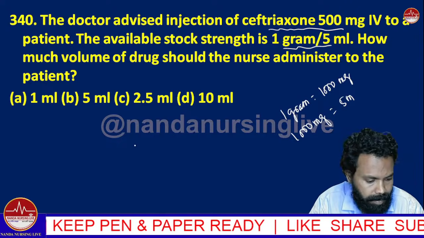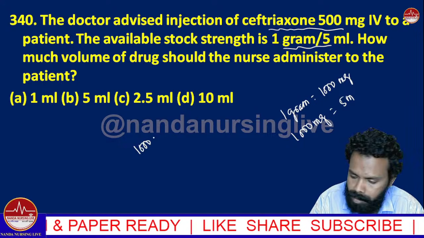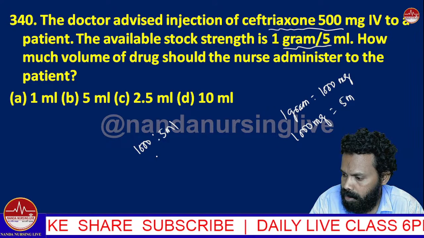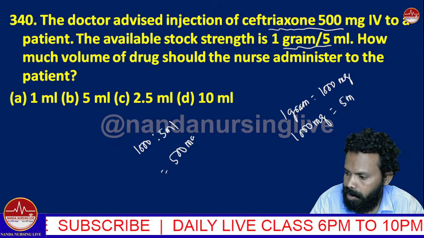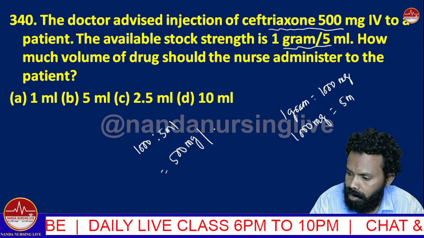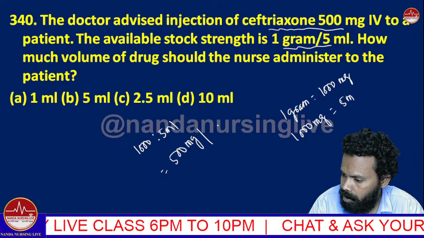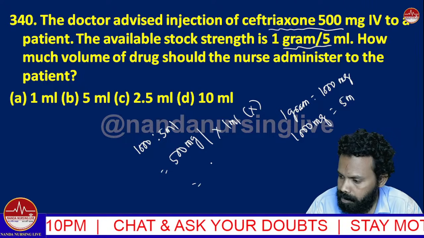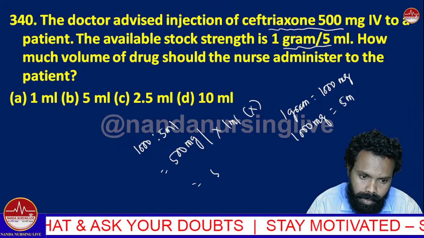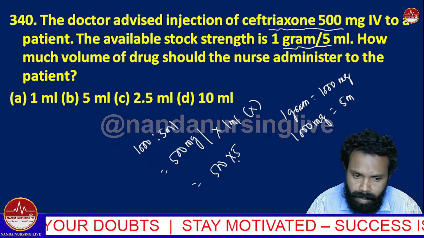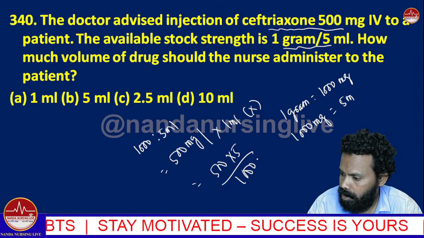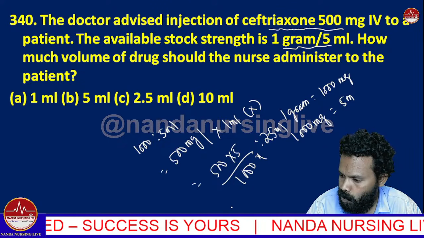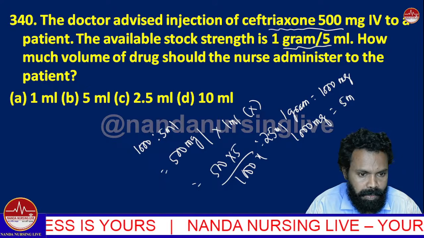So we will take the ratio, beta. 1000 mg is to 5 ml, right? 500 mg into 1 ml, that is x. So 500 into 5 by 1000, x is 2.5 ml. So option C is the correct answer, beta.